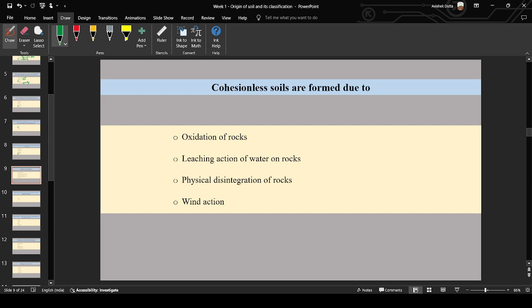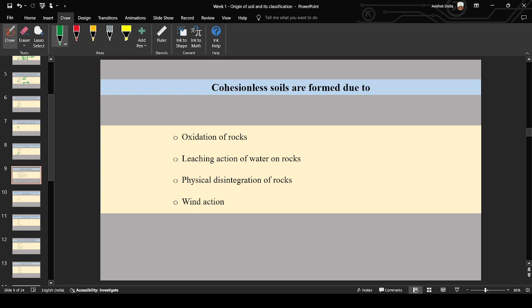Finer particles like silt and clay have cohesive force. So the fine grained soils, clay and silt, generally have cohesive force, and the coarse grained soils, sand and gravels, are generally lacking in cohesion. So these are the cohesionless soils. Now, how are these cohesionless soils formed? Cohesionless soils are formed majorly because of the change in the structure of the rock mass.